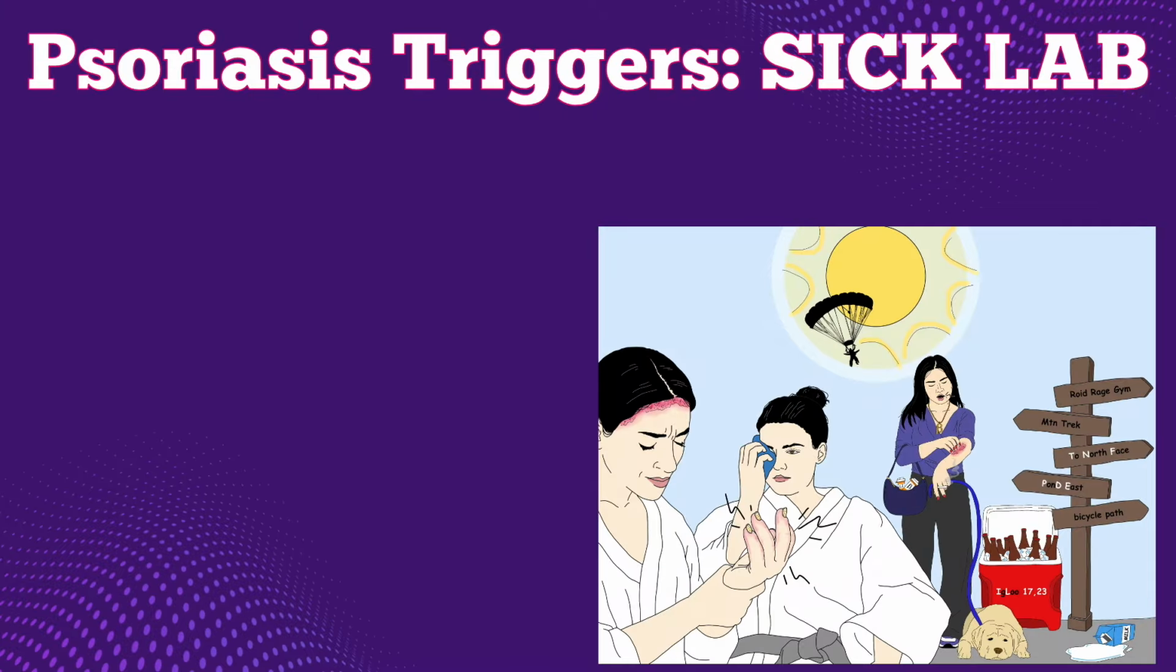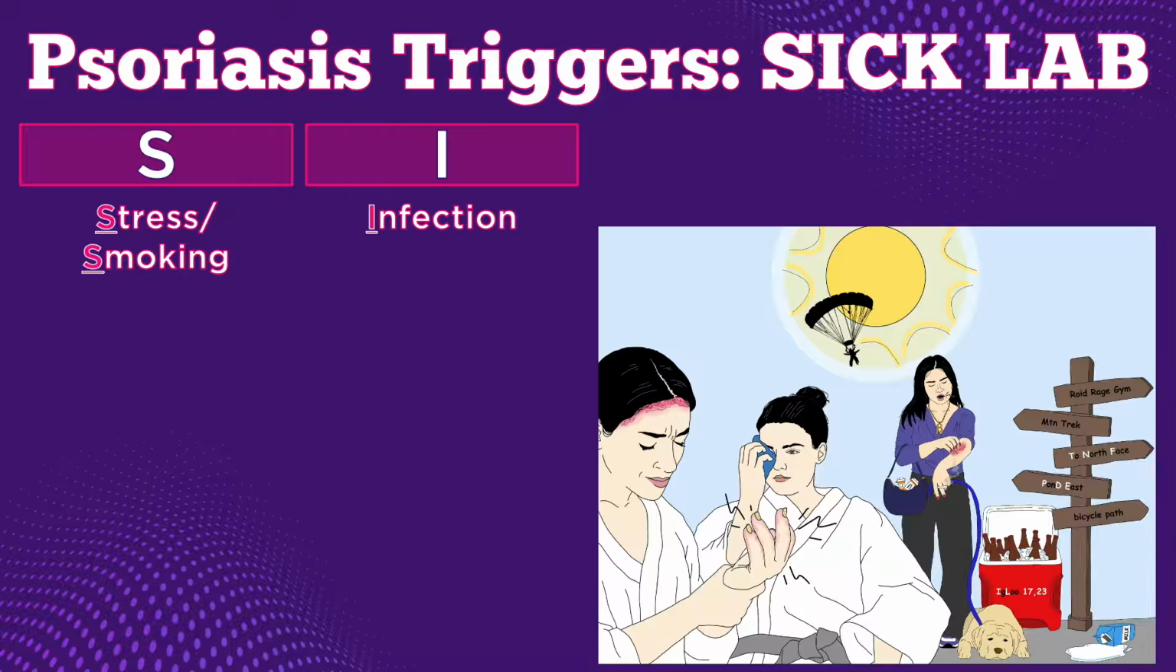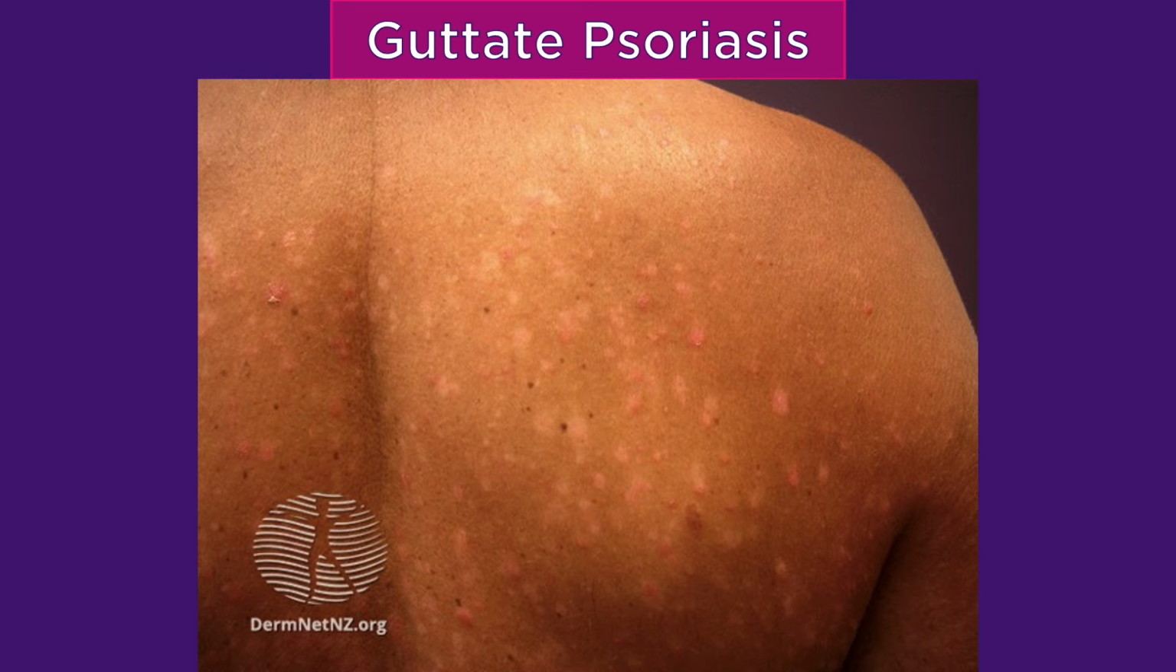I like mnemonics, so I apologize if you don't, but one that helps me remember the triggers for psoriasis is SICK Lab. The S stands for stress and smoking. I've had patients with moderate to severe psoriasis that got at least 50% better by quitting a stressful job or by quitting smoking. The I in SICK Lab stands for infection and refers to the association between group A strep or upper respiratory infections and guttate or raindrop-shaped psoriasis.